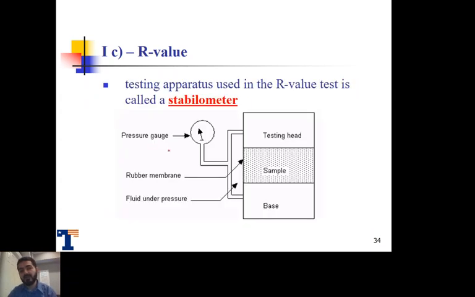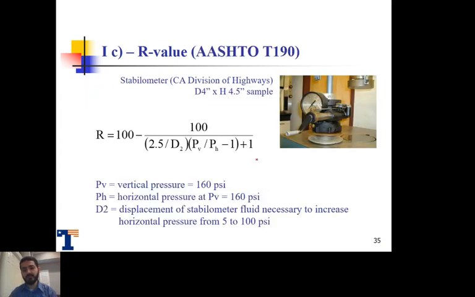So here is a schematic of the sample. We have a sample in the middle, a metal base, and a testing head. The testing apparatus that's used in this test we call the stabilometer. We have a pressure gauge to measure the pressure, a rubber membrane across the sample, and a fluid under pressure to give us an indication of the lateral pressure that's being generated.